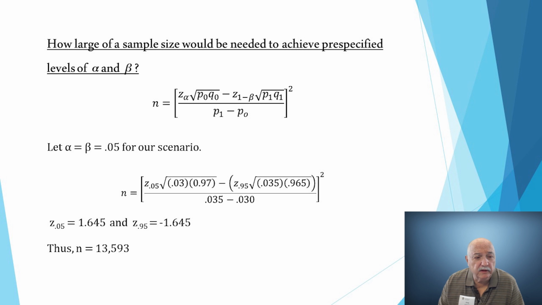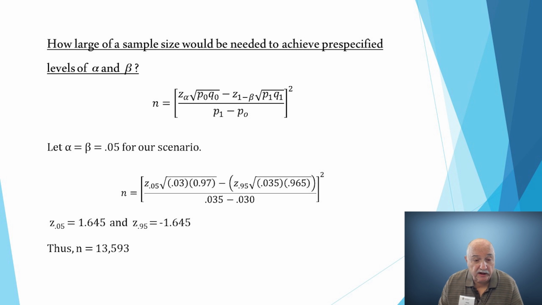suppose we wanted alpha and beta both to be equal to 0.05. Suppose we only want a 5% chance of committing both a type 1 error and a type 2 error. Okay. Well, we replace the alpha by 0.05, we replace the beta by 0.05, and our equation looks like what we have here. Okay? The P0 is the population response rate under the null hypothesis. That's your 0.03. 1 minus that is 0.97.